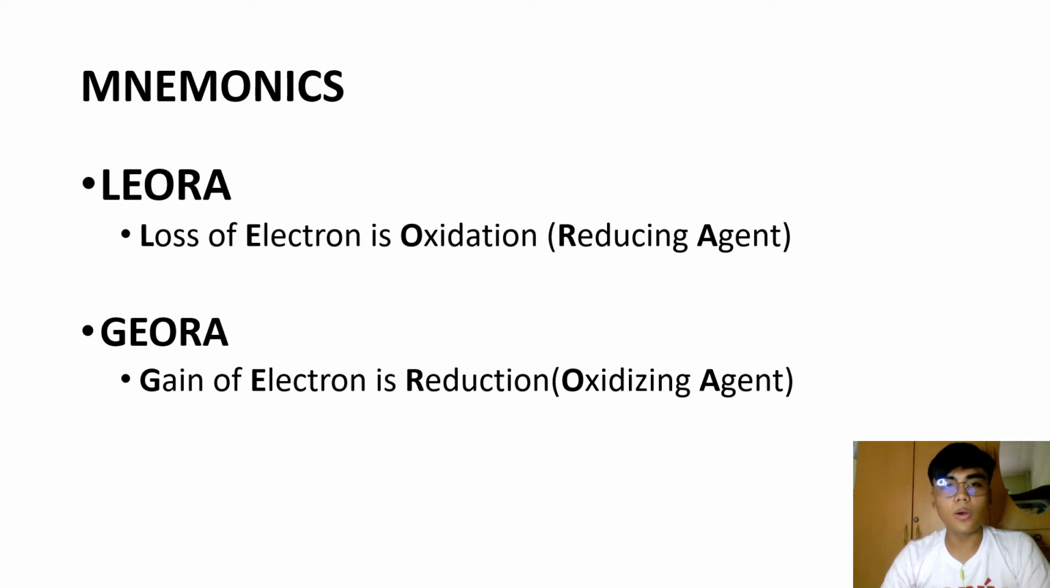In order for us to attain and remember the concept of redox reaction easily, we have this mnemonic in order for us to understand it better. LEO RA stands for loss of electron is oxidation, reducing agent. GER OA, gain of electron is reduction, oxidizing agent.